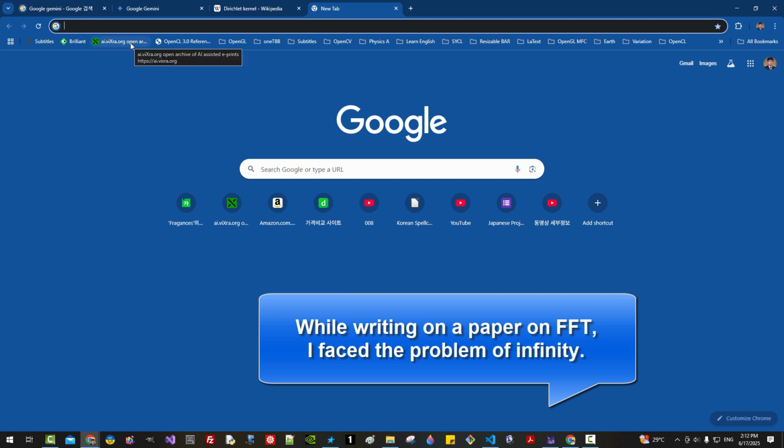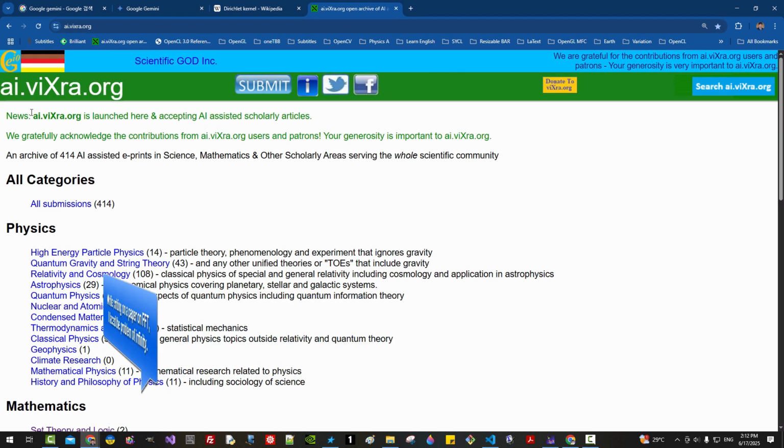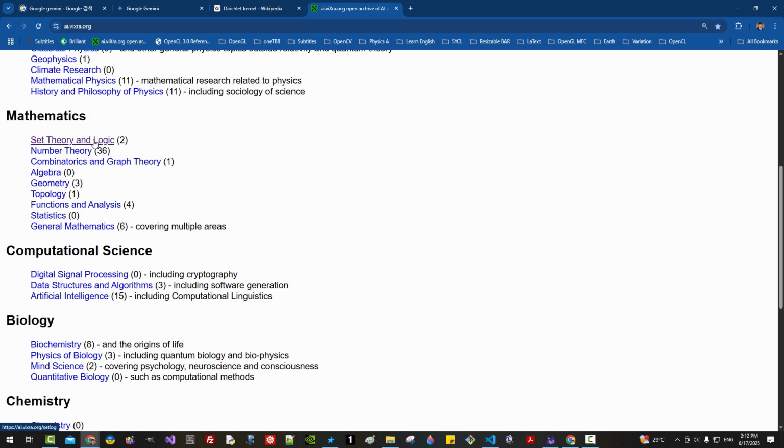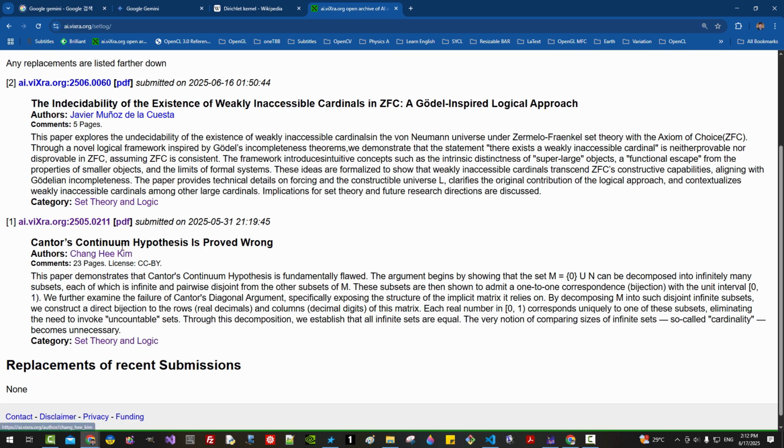Here, if you click this link, aibisra.org, set theory and logic, Cantor's continuum hypothesis is proved wrong. I posted this paper on 31st of May 2025. You can access the paper by clicking this link.